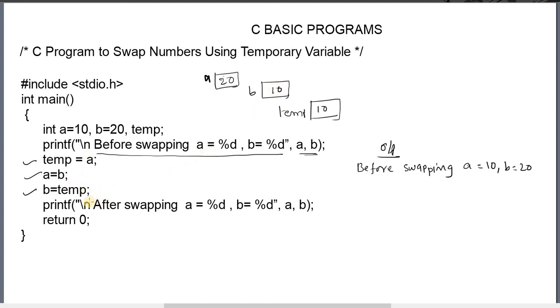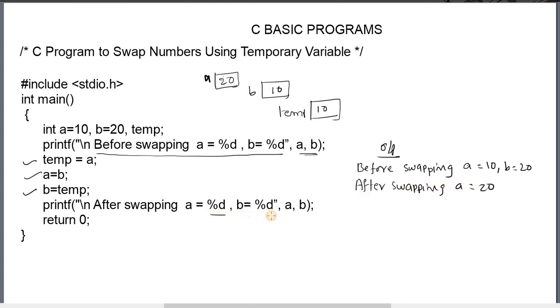After swap, we will get message, the printf prints the message in the new line, because here \n is there. When the \n is executed, control will get a new line. After swapping, a is equal to 20.